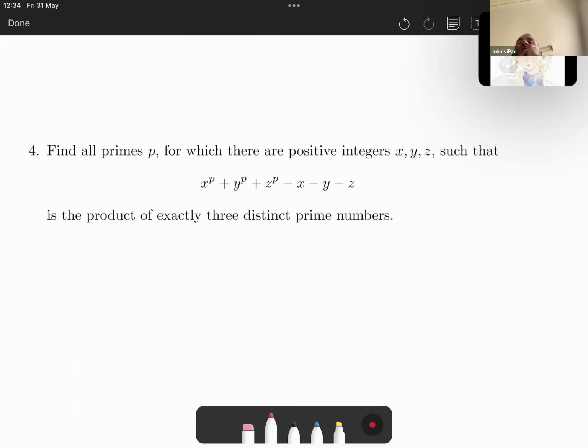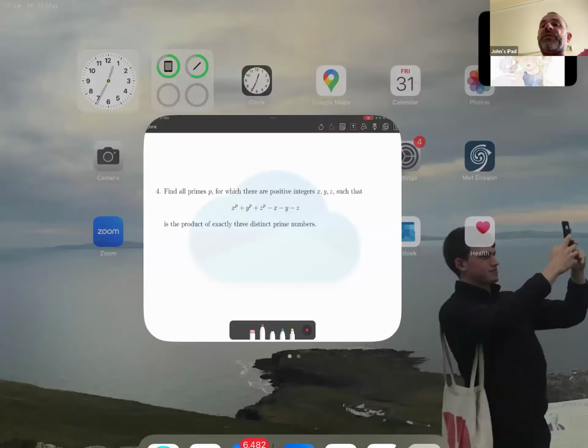So this is problem 4. Find all primes p for which there are positive integers x, y, and z, such that x to the p plus y to the p plus z to the p minus x, y, and z is a product of exactly 3 distinct prime numbers. Okay, so I'll rephrase this as an equation, first of all.